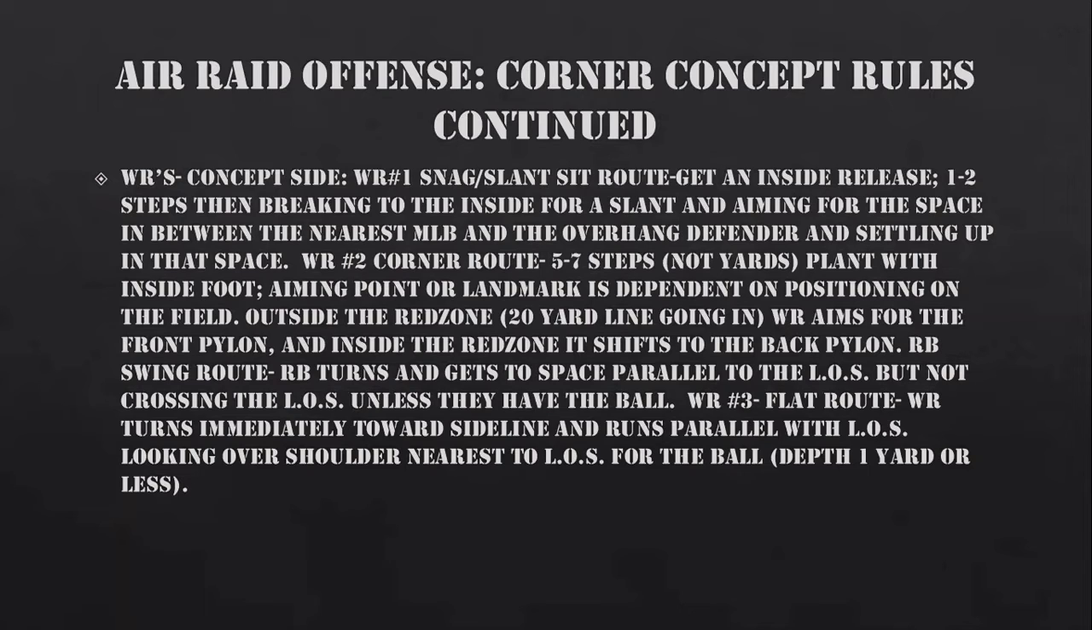He needs to get an inside release, 1 to 2 steps, then break to the inside for the slant, aiming for the space in between the nearest middle linebacker and overhead defender, just settling up in that space. Basically just like a long stick route, just trying to find that space. If that overhang defender bails on the swing or flat route, then obviously that space is going to open up a little bit sooner. He can settle up quicker.